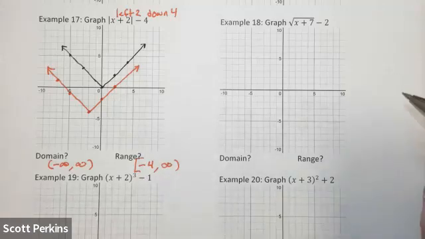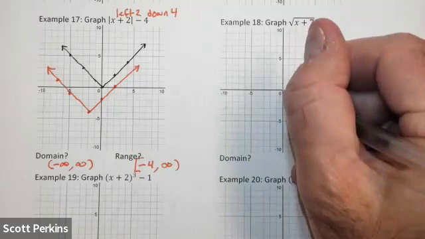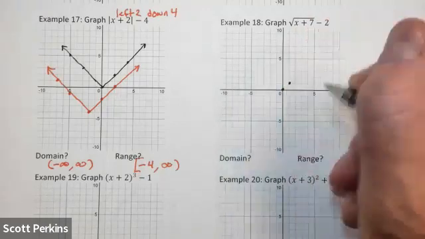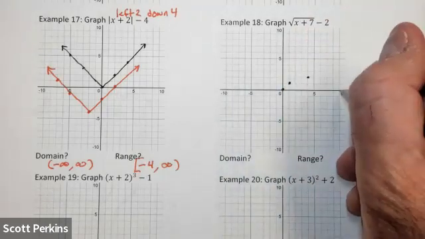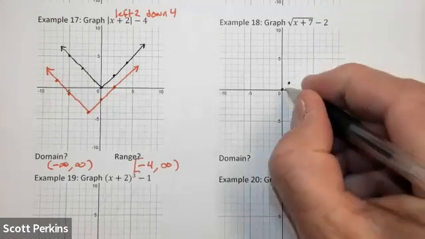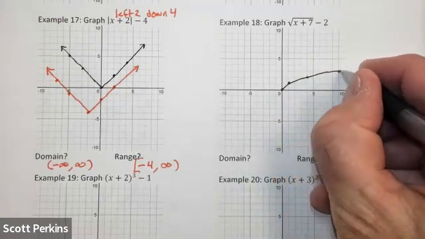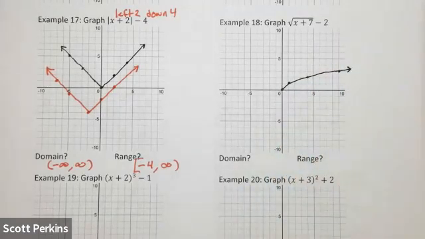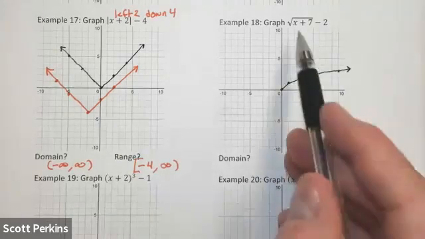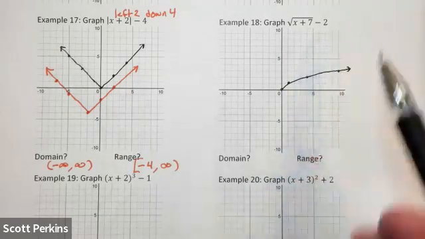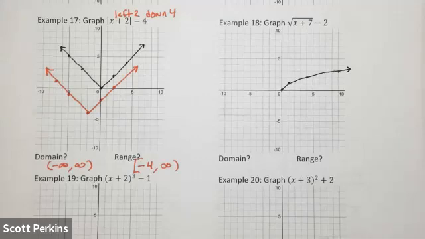All right, so here's what you should have. The square root of 0 is 0, the square root of 1 is 1, the square root of 4 is 2, the square root of 9 is 3. So here's my square root graph. And maybe you already started doing this. If not, that's fine. I want you now to do the square root of x plus 7 minus 2, and then identify the domain and the range, please.